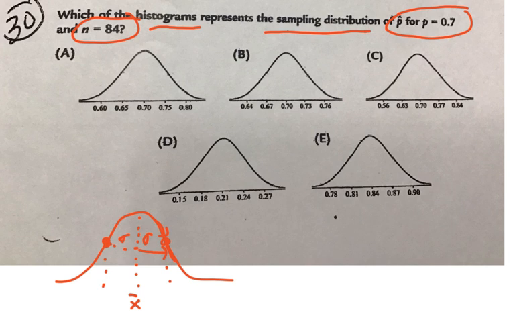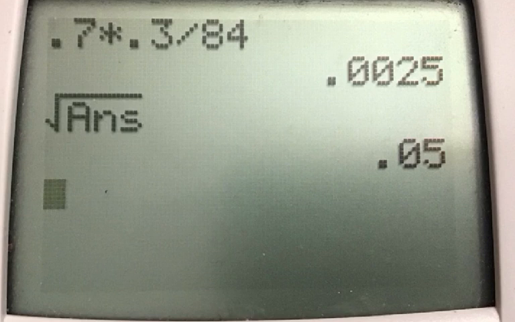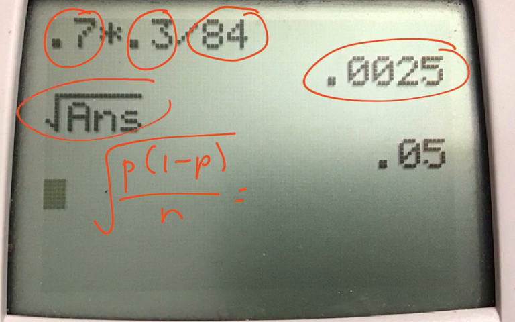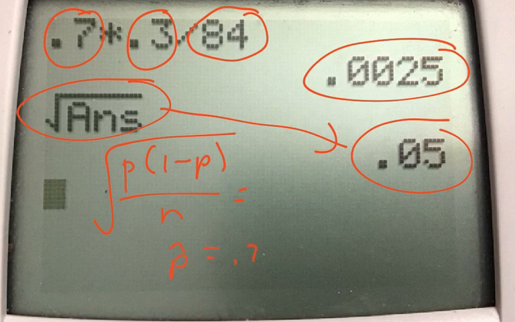So, the only thing we really need to do is find the standard deviation. We're going to do p times 1 minus p over n and then take the square root. So in our case, we're taking 0.7 times 0.3 divided by our sample size 84. And then we're going to take this result and square root it. So we now know if p hat is 0.7 with a sample size of 84, we expect our standard deviation to be 0.05 or close to that.